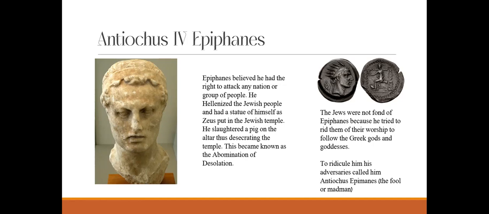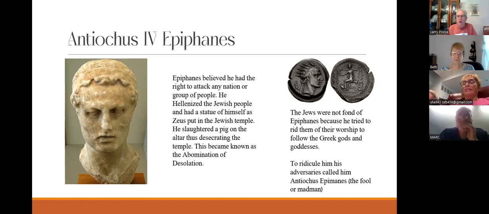Well, because of his actions, there was a play on words of Antiochus. So the Jews did not call him Epiphanes, the Great One. They used a very similar word, Antiochus Epimanes, very close, but the word Epimanes means fool or madman. So it is kind of a play on words there of what he did to the people.